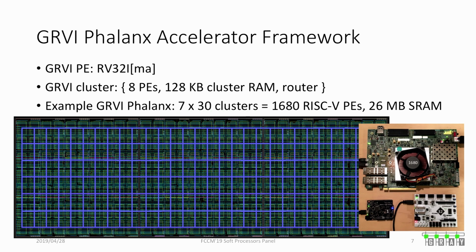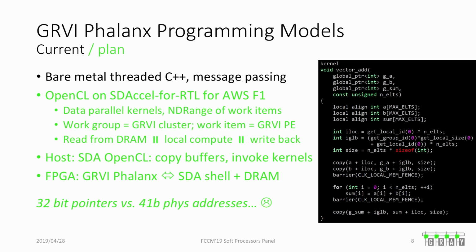So in a Xilinx Virtex UltraScale 9, here's a design with a 7 by 30 array of clusters. So that's 210 clusters, or 1,680 32-bit RISC-V cores, using 26 of the 30 megabytes of SRAM in the UltraRAMs on that chip. How do you program this?